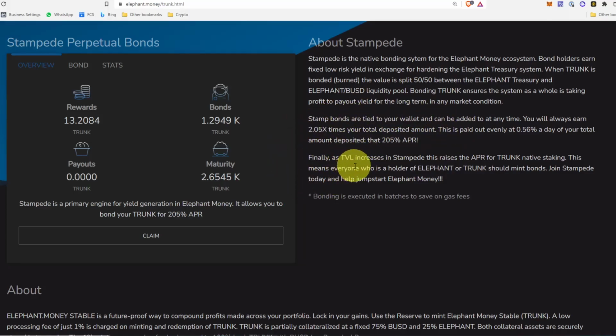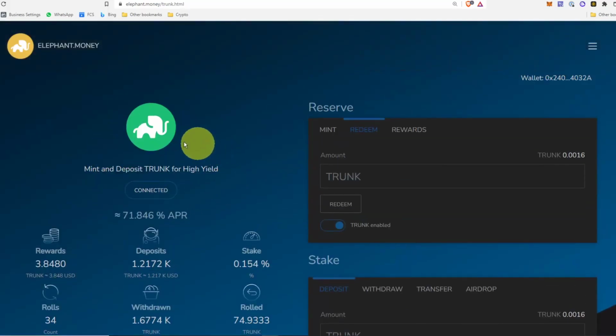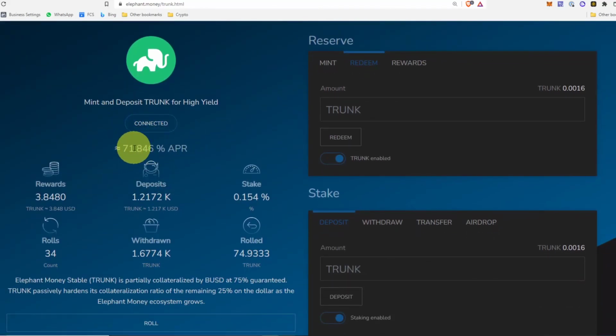Finally, as total value locked increases in Stampede, this raises the APR for Trunk native staking. This means everyone who is a holder of Elephant or Trunk should mint bonds. So this system completes the entire circle that has been aimed for since Elephant token was introduced. Trunk being the engine that helps feed Elephant token, and now Stampede as a bond system that helps supercharge the use case of Trunk.